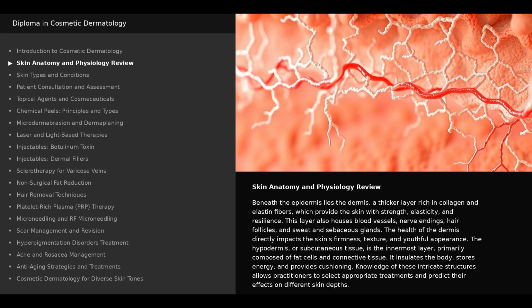The hypodermis, or subcutaneous tissue, is the innermost layer, primarily composed of fat cells and connective tissue. It insulates the body, stores energy, and provides cushioning. Knowledge of these intricate structures allows practitioners to select appropriate treatments and predict their effects on different skin depths.